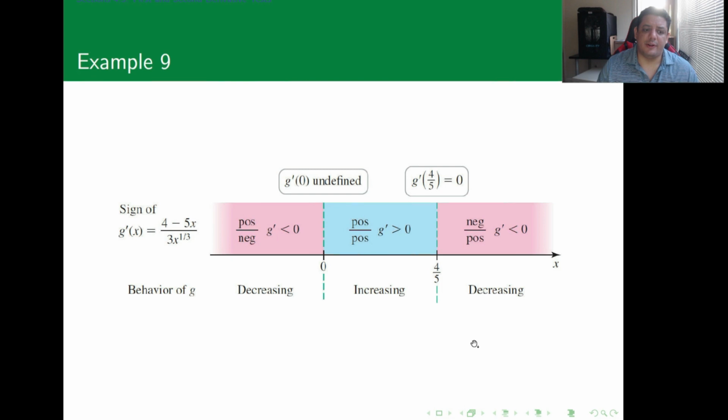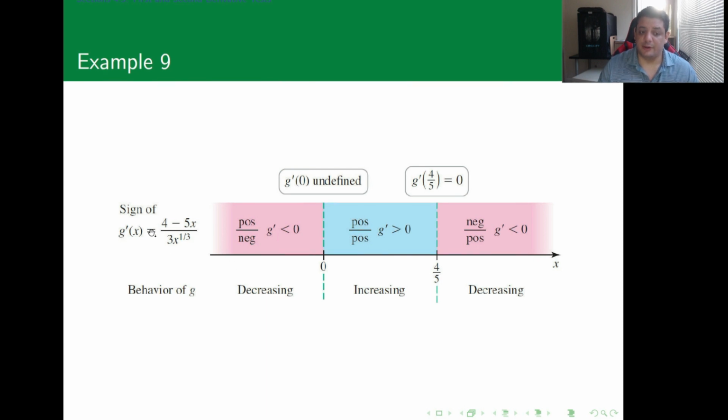Now let's consider another function that has another type of critical points: the critical points where the derivative is not defined. So we're going to have the function so that g prime is (4 - 5x) divided by 3x^(1/3). So this is going to have two critical points, clearly.